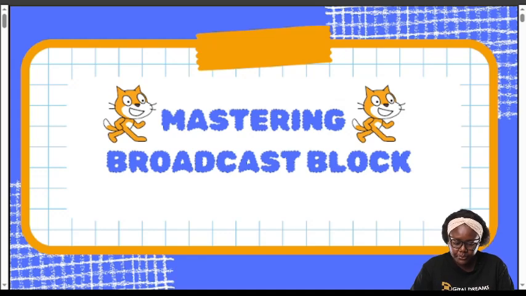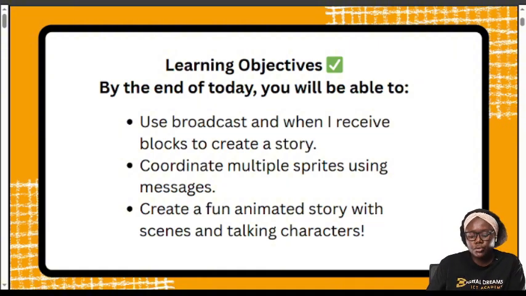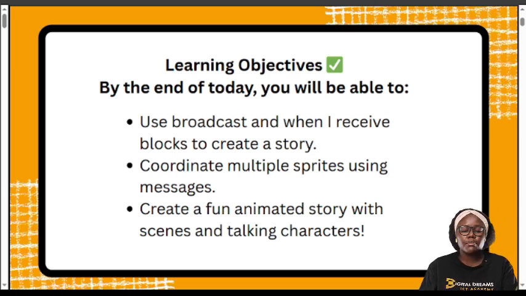Okay, let's begin. So this is what we'll be learning today. By the end of today, you'll be able to use broadcast and when I receive blocks to create a story. You can find your broadcast block and when I receive block in your event block palette. That's where it's located. These two blocks have their own functions, and that's what we'll be looking at in today's class. Okay, so pay attention.